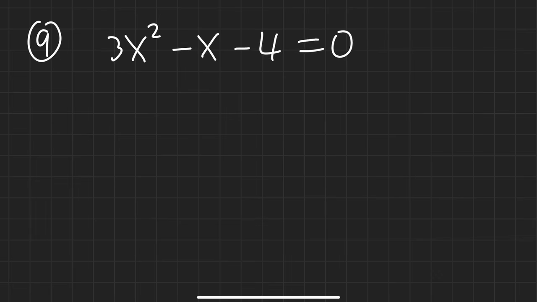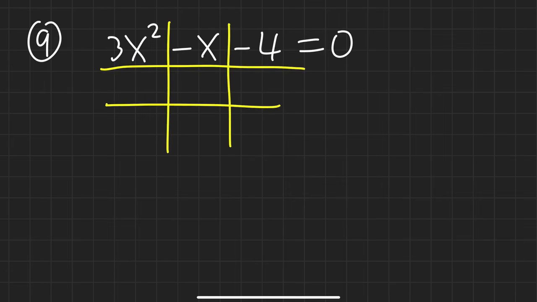Now, number 9, we have 3x squared minus x minus 4 is equal to 0. So we do have the 0 on one side already. But notice in this case, the coefficient of x squared is not 1. Here we have 3. So we have to be extra careful. We have a trinomial, so we can still do this by the tic-tac-toe factoring. Let me show you.